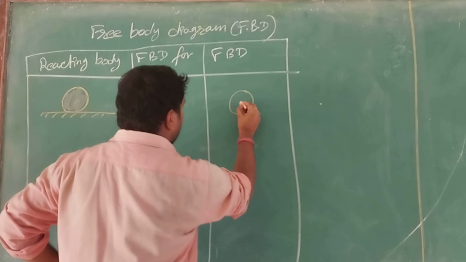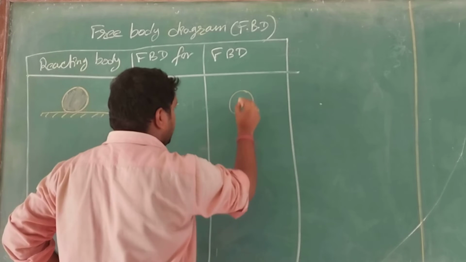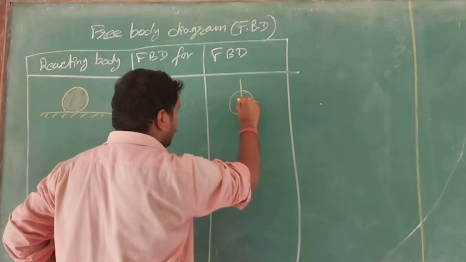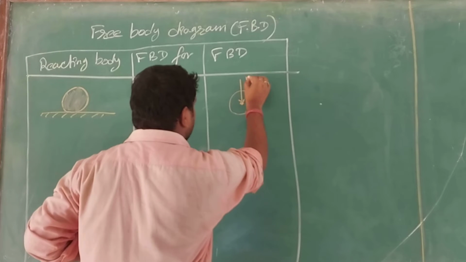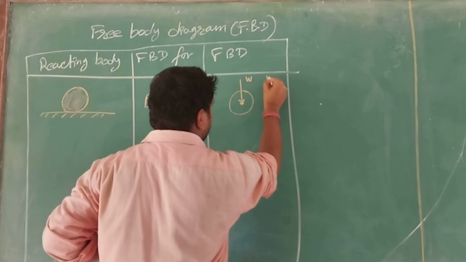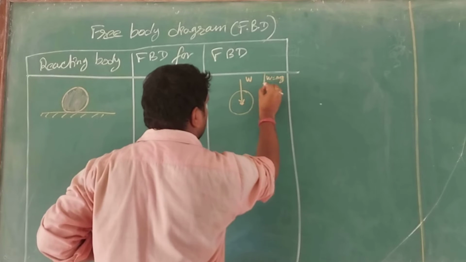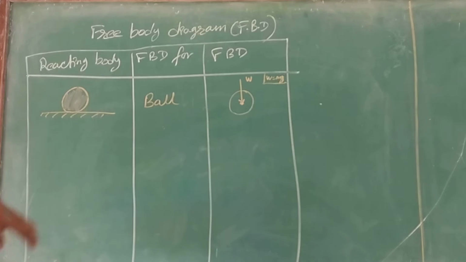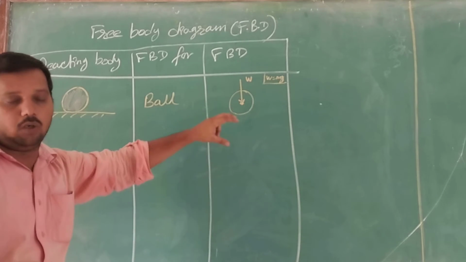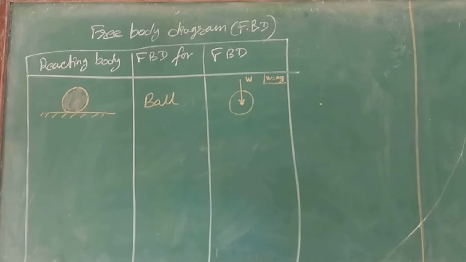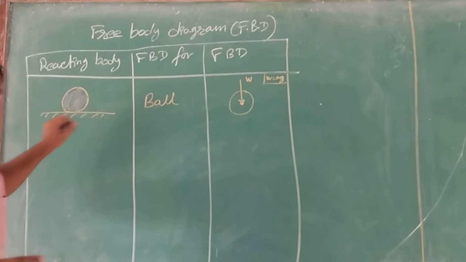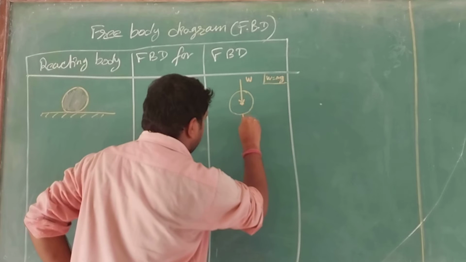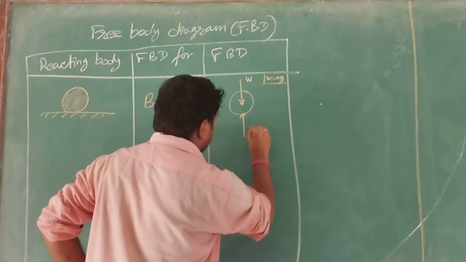This ball has certain weight, and I told you that weight always acts vertically downward, and let it be my weight. You remember that W is equal to mass into gravity. That is the force acting by the ball onto this table. Now, there will be another force of the same magnitude but opposite in direction by this table or by the surface. This is my reaction R.